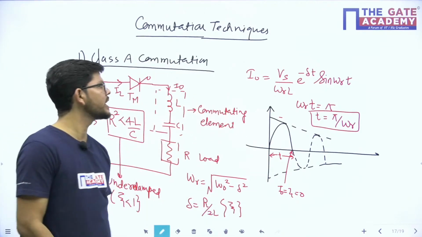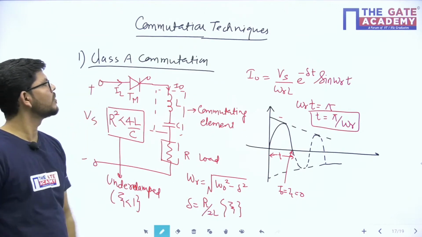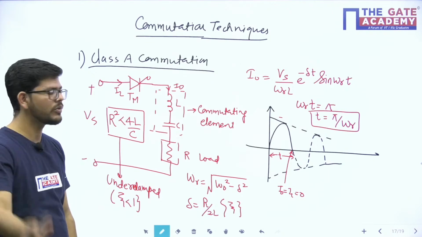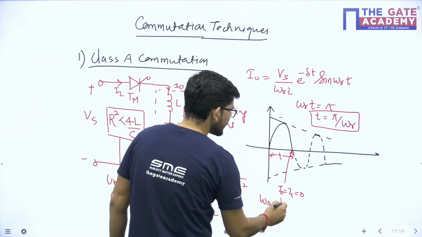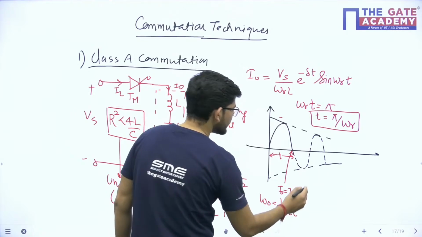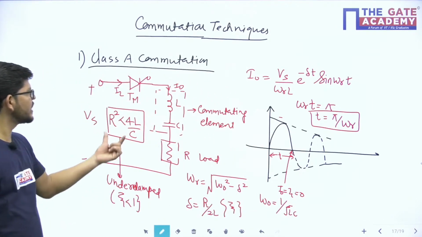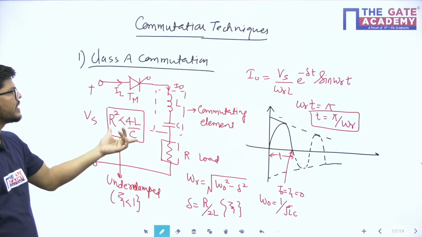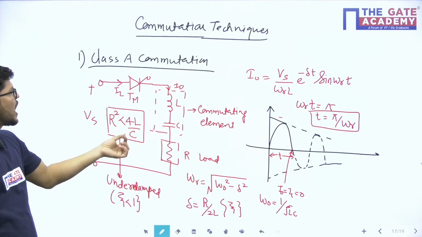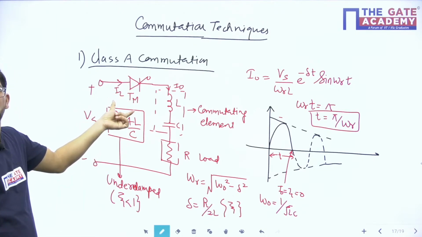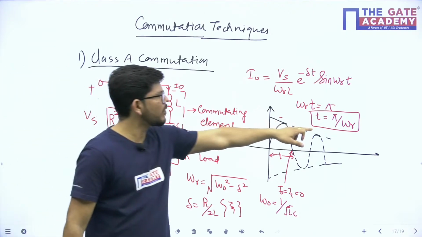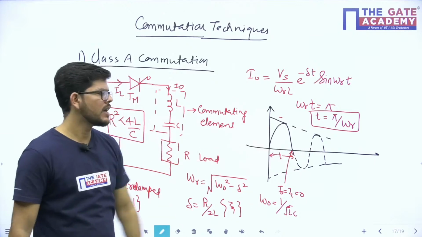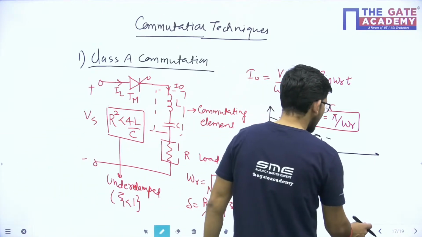So this commutation is known as class A commutation. One thing that is being asked regularly, and what is the value of omega naught, we didn't discuss. It is equal to 1 upon under root LC. One thing that is being asked from this particular circuit is for how much time this thyristor will conduct, or what will be the commutation time for this thyristor. So this is given by pi upon omega R. Okay, this is all about class A commutation.